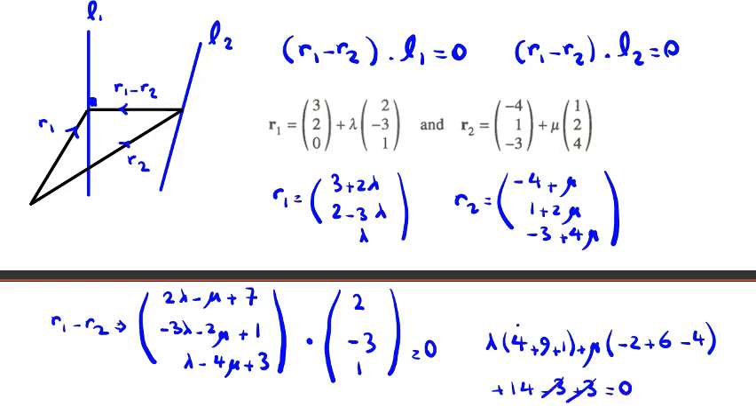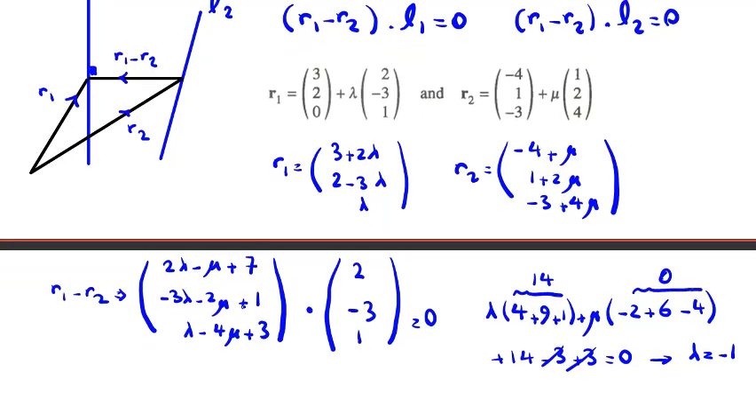So here we simplify: 4 plus 9 is 13, plus 1 is 14. 6 minus 4 minus 2 is 0, so 14 lambda equals, if you take it to the right hand side, negative 14, so lambda equals negative 1. Now we should try to find mu.